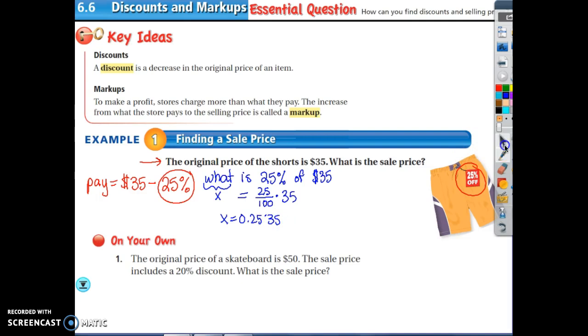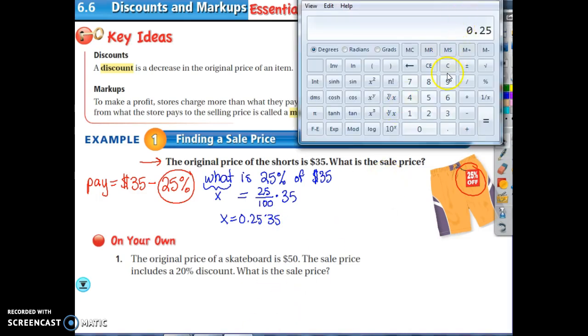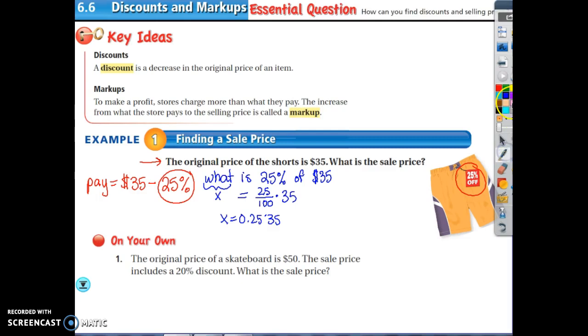So I pull up my calculator to finish that math. 0.25 times 35. I get 8.75. So here my x is equal to 8.75. And what that means is that the 25% that we had before, this 25% here, is actually $8.75.